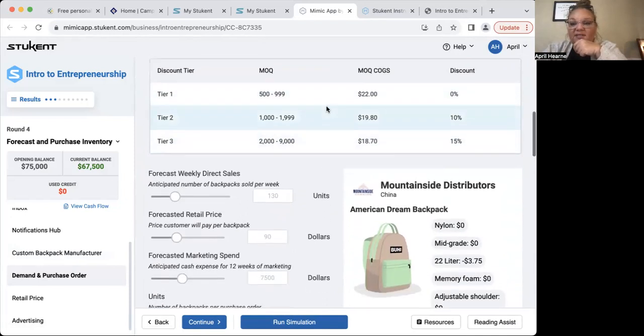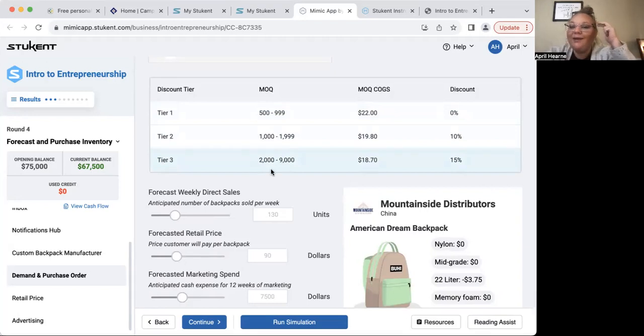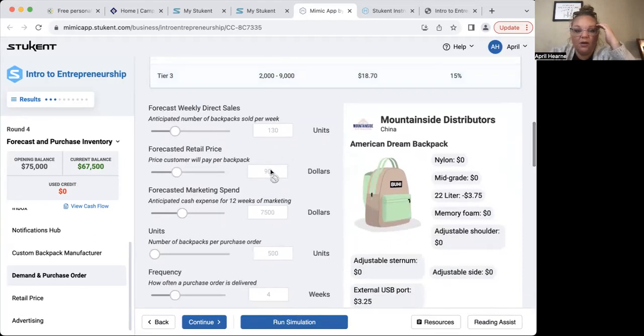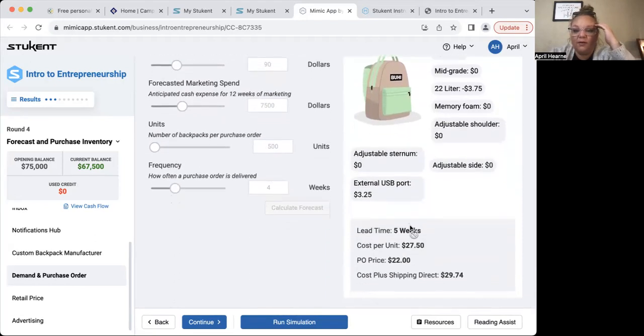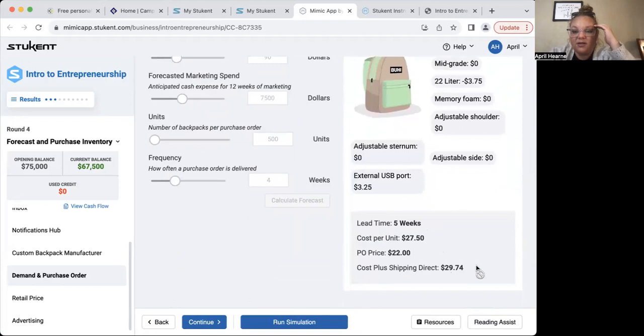Here is the discount tiers. And what this is, minimum order quantity was 500, but if you ordered 1,000 or 2,000, you get a cheaper backpack. Do we need to order 1,000? Maybe. That's a decision that you have to make, depending on who your manufacturer is and what the lead times are. The lead time for Mountain manufacturing was 5 weeks. I negotiated the price down a little bit, and cost with shipping ended up being $29.74.